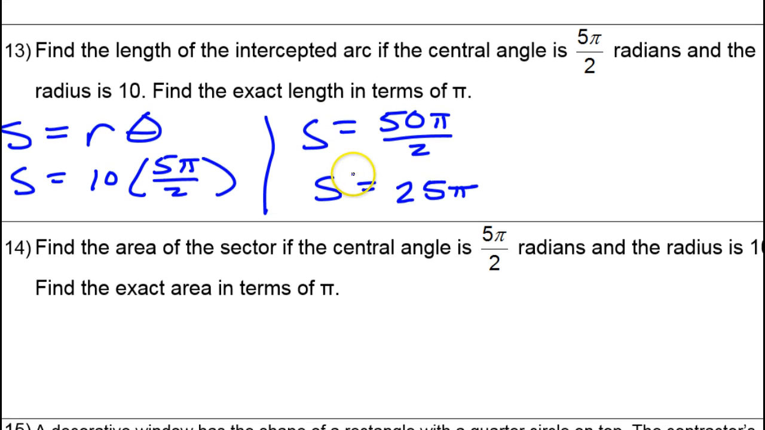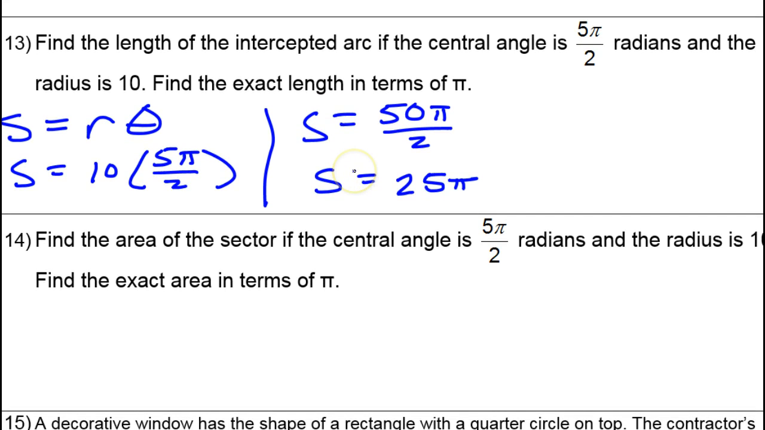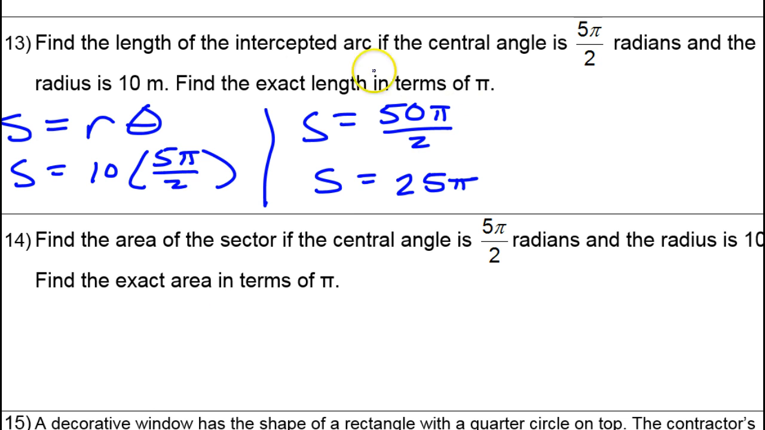You know what? I feel like we should have had inches or centimeters or something. The radius is 10. Alright, I made it 10 meters. So this arc length would be 25 pi meters. That would be the answer to number 13.